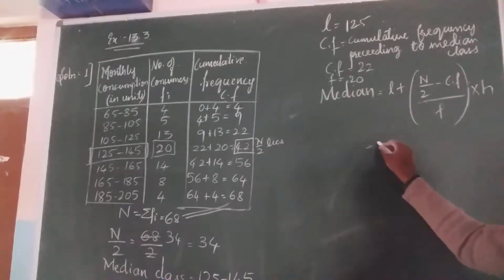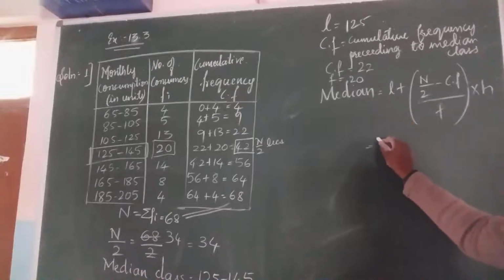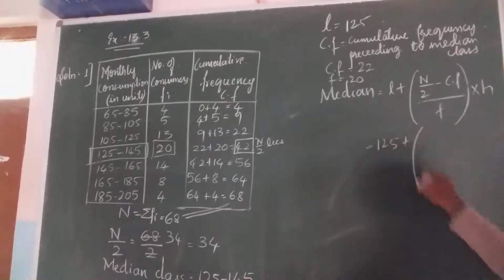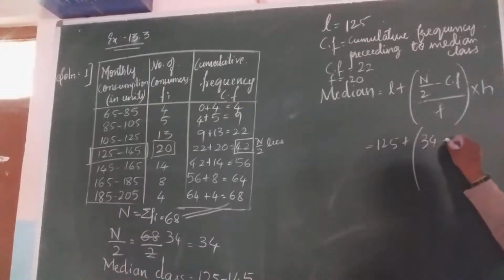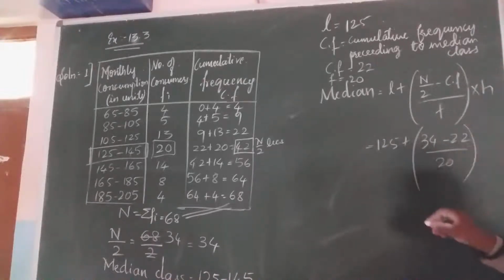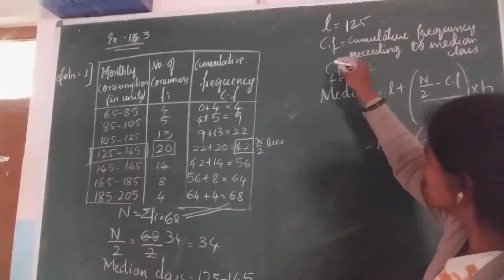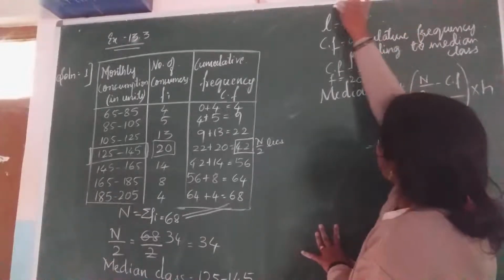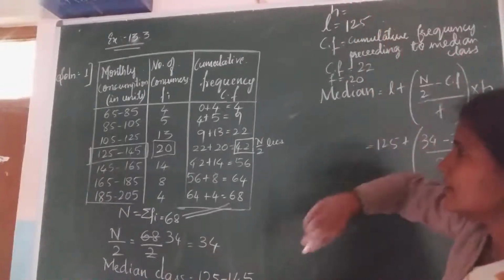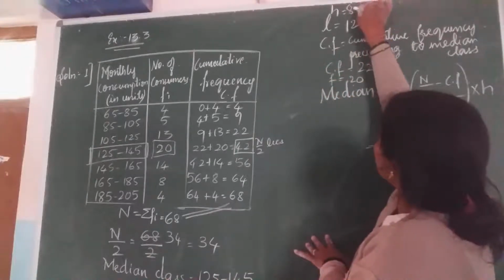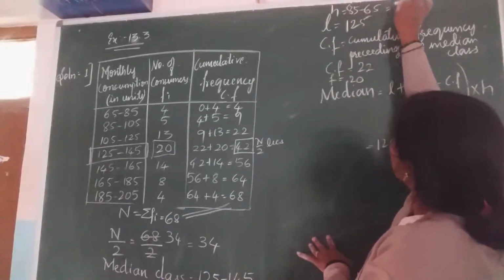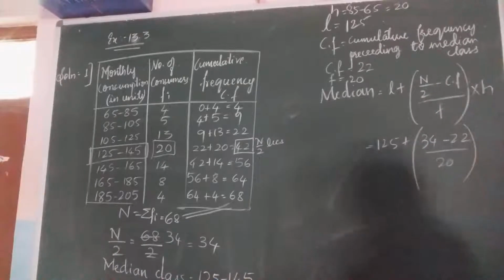So let us solve the problem here. L is nothing but the lower limit, 125, plus n by 2, which is 34, minus CF, which is 22. Frequency is 20. Then another one is missing, that is H. What is the class size here? Upper limit 145 minus lower limit 125, that is nothing but 20. So it is into 20.